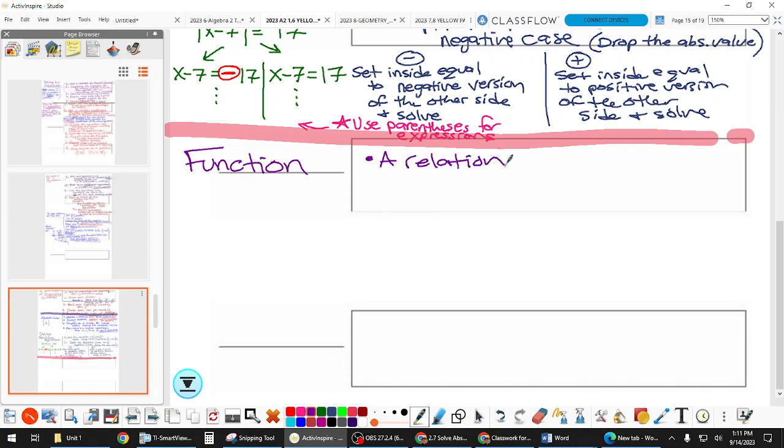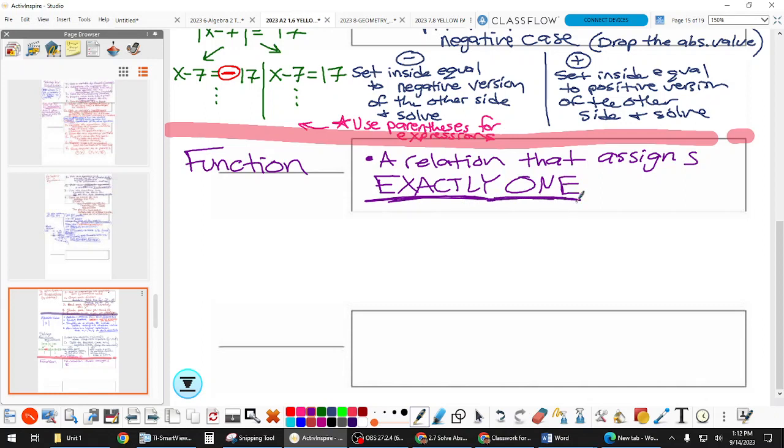So a function is a relation that what? We just checked a bunch of things if they were functions or not. One y value for each x. Good. Underline this phrase: it assigns exactly one output. We're going to start using the words output and input more often, so try to get used to that. So exactly one output, which is y, for each input, which is x.